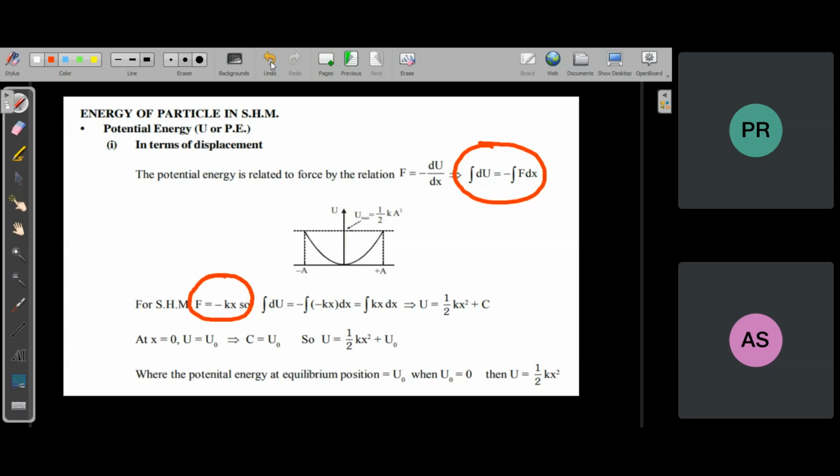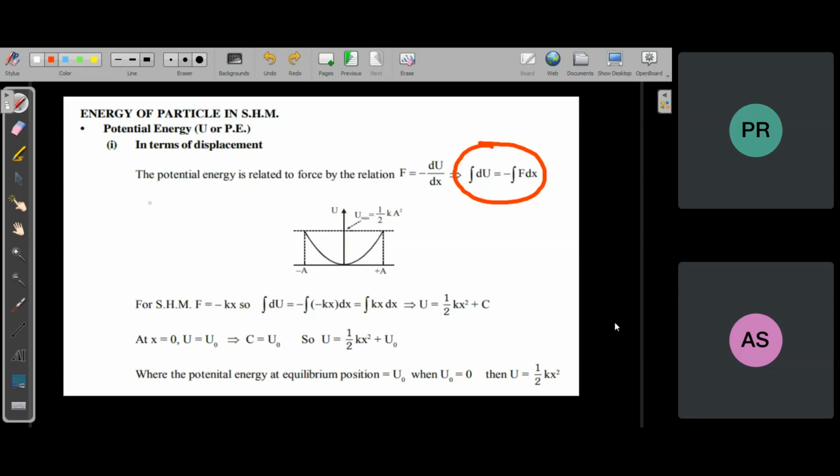So F equal to minus kx, where k is not a spring constant. That you have to understand. It is not only for a spring. K is any constant. Don't think that this formula came from Hooke's law and this is a spring constant. No, this k is any constant.